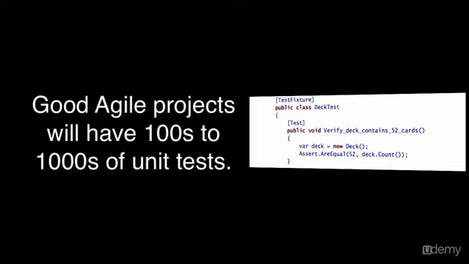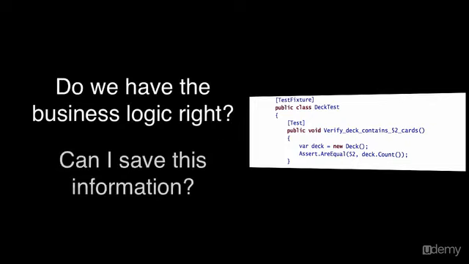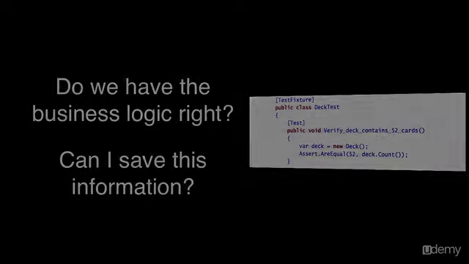Typically, Agile projects will have hundreds, if not thousands, of unit tests. They will slice right through the entire application, testing everything from our application's business logic to whether we can store our customers' information in the database. The benefits of writing lots of these against our code base are many.